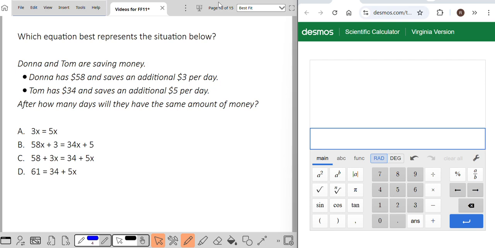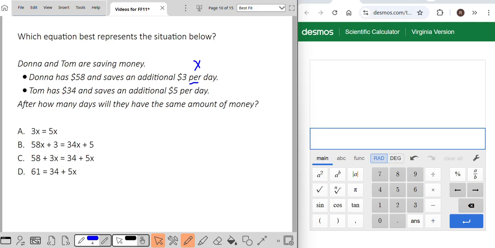All right, this says which equation best represents the situation below. So we're not solving, we're just trying to figure out which equation we would need to use. Donna and Tom are saving money. Donna has $58 and saves an additional $3 per day. So that's where our variable is going to go.